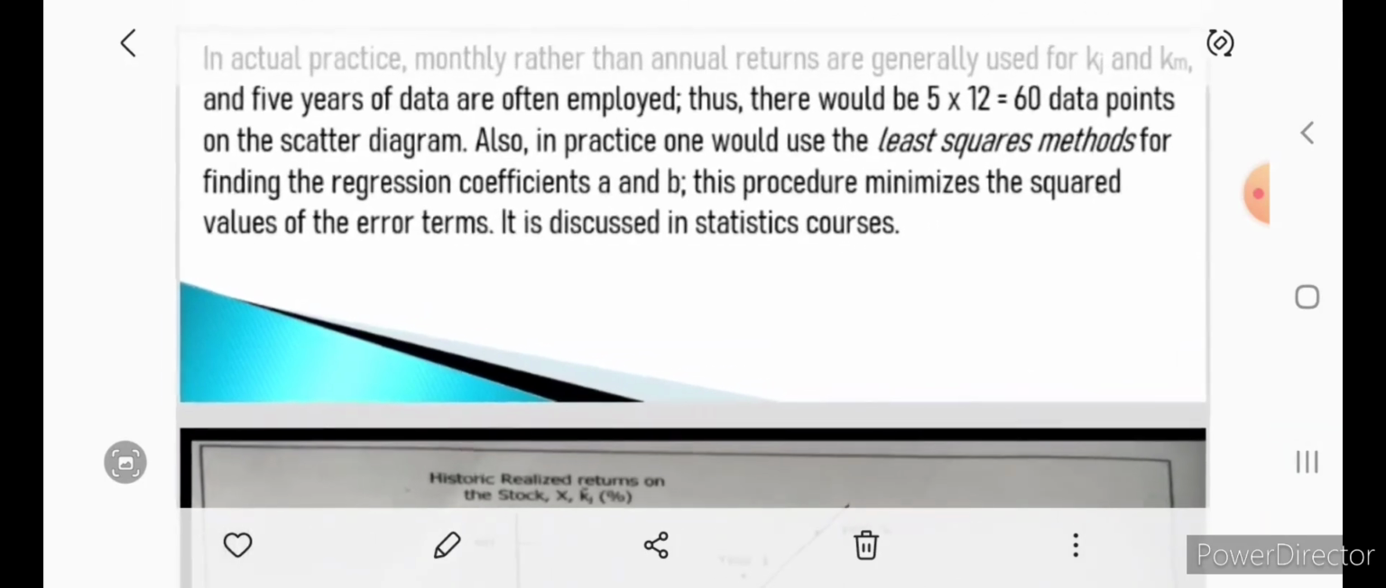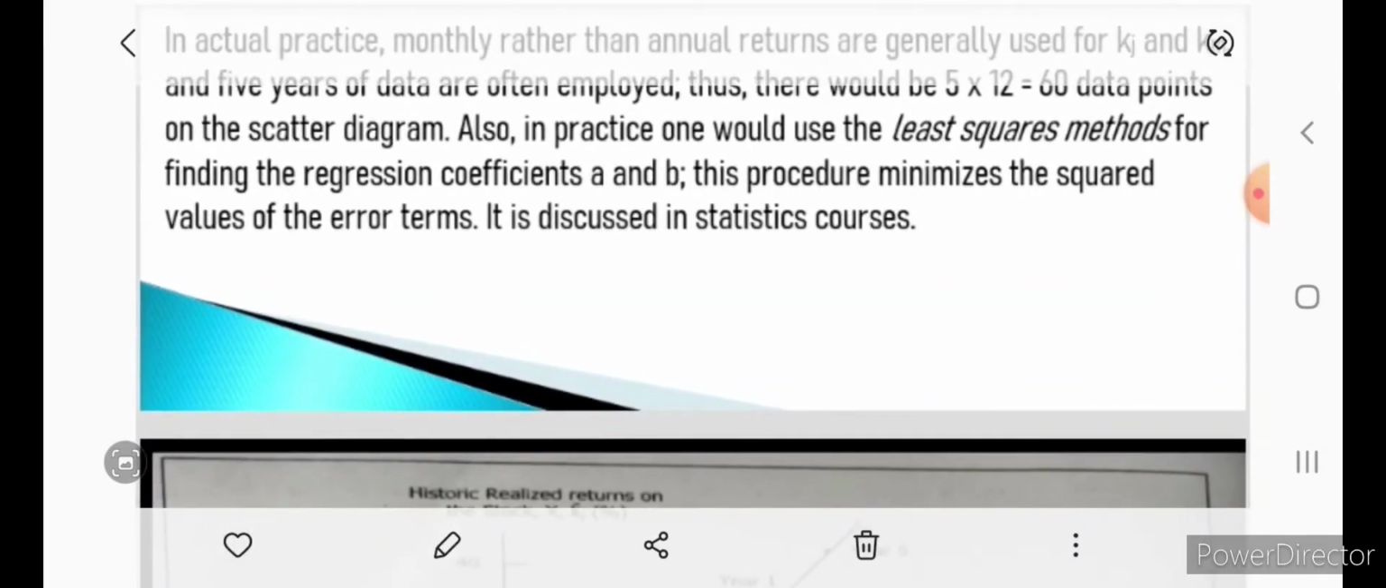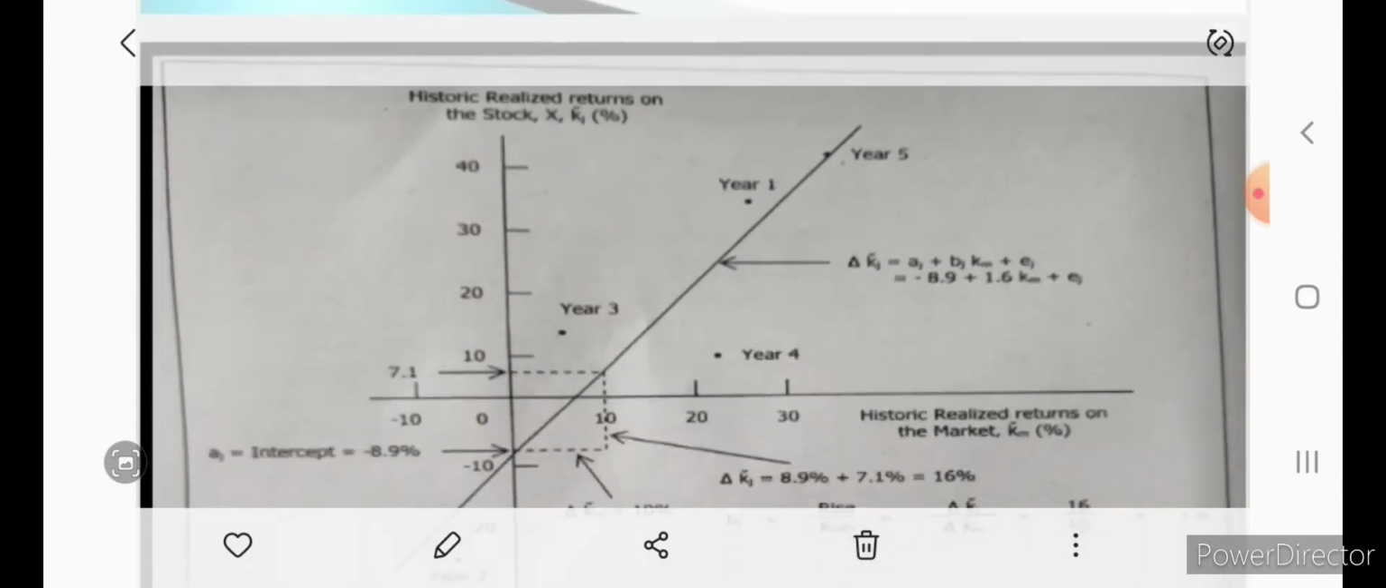Also, in practice, one would use the least squares method for finding the regression coefficients a and b. This procedure minimizes the squared values of the error terms. It is discussed in statistics courses.